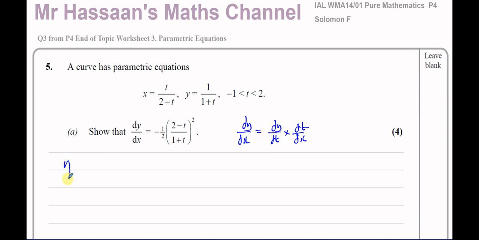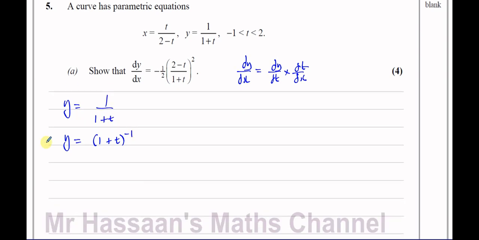We know y is equal to 1 over 1 plus t. Now this is a type of expression which you can rewrite so you can use the chain rule, because this is like 1 plus t to the power of negative 1. You can write that in the numerator as a power of negative 1. And then this is not too difficult to differentiate.